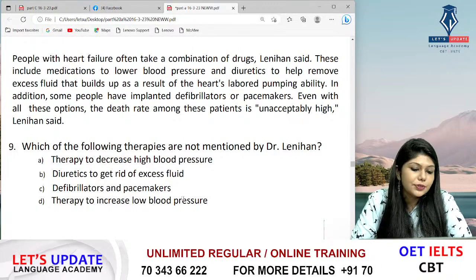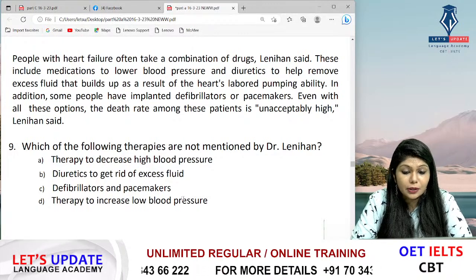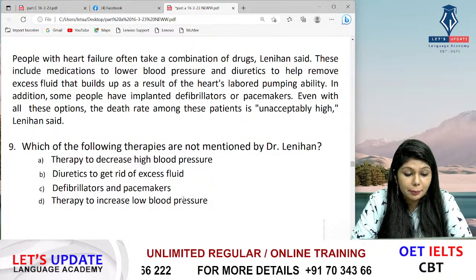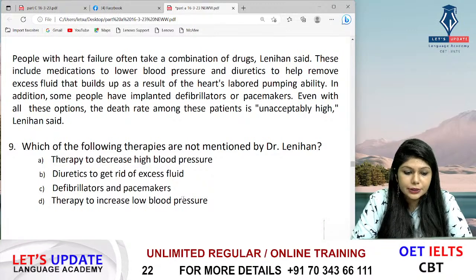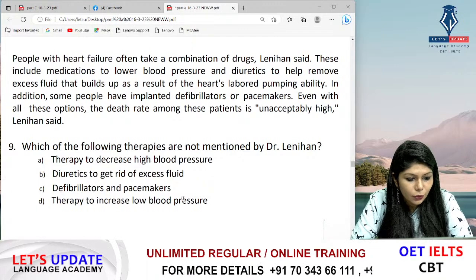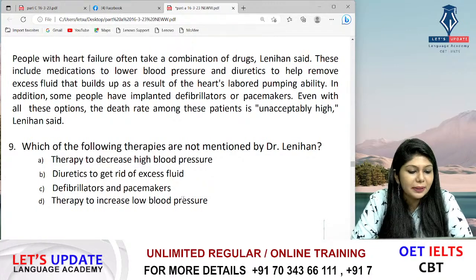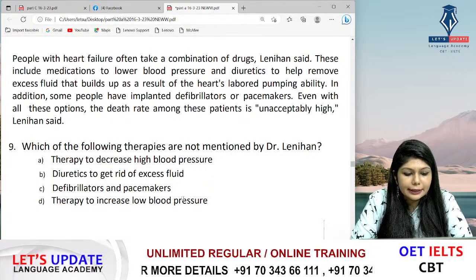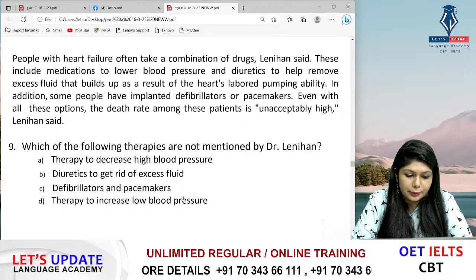So the question is, which of the following therapies are not mentioned by Dr. Linehan? And the options are: A, therapy to decrease high blood pressure; B, diuretics to get rid of excess fluid; C, defibrillators and pacemakers; and D, therapy to increase low blood pressure.